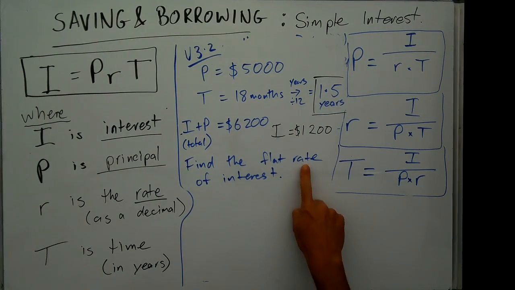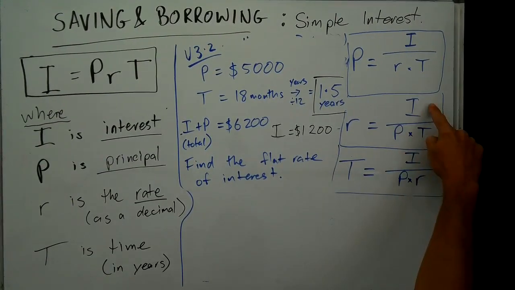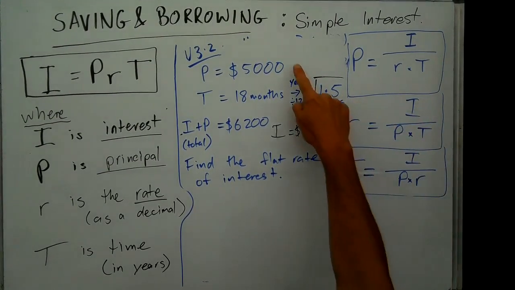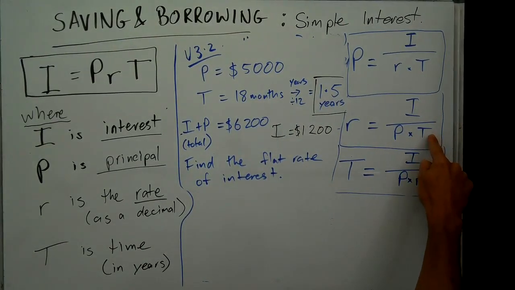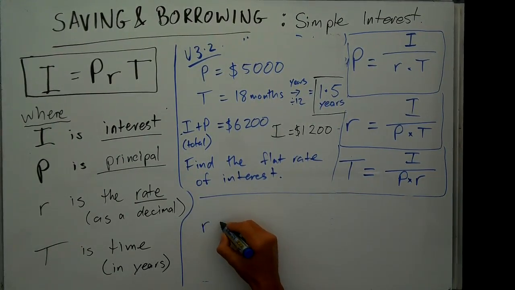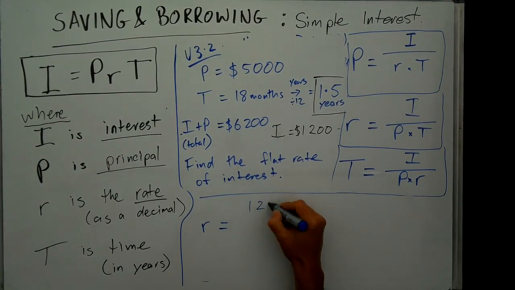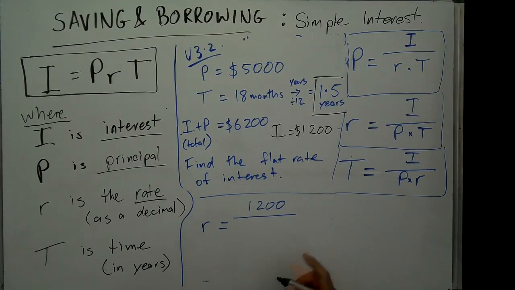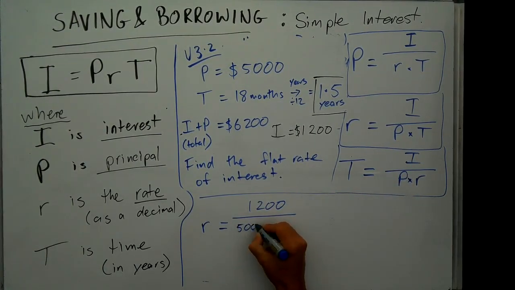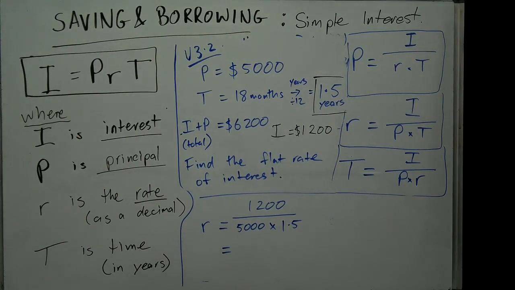So now we're trying to work out the rate. So here's our R, and we've got interest, the principal, and the time in years. Always remember it's in years. So little r equals 1,200 divided by principal's 5,000 times the time, 1.5.